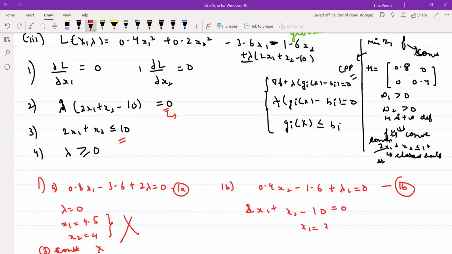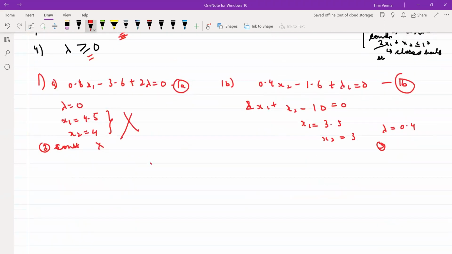So x1 was coming out to be 3.5, x2 was coming out to be 3, and lambda was coming out to be 0.4. For this, constraint 3 is also satisfied, and lambda is greater than 0, which is satisfied. That means my x1 is 3.5 and x2 is 3, and the z value, the minimum value, is coming out to be minus 10.7. This was all about KKT. Okay, good luck for your future. Thank you.